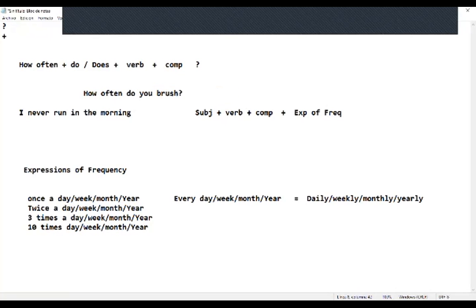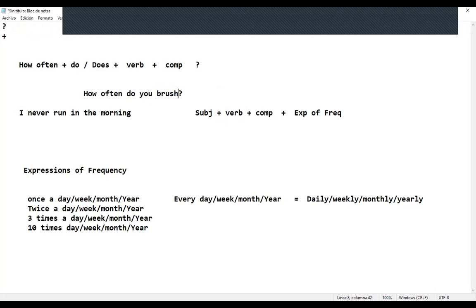Repeat, brush. Cepillar. Brush. Puede ser con el cepillo de los zapatos también, ¿verdad? Brush. Los dientes, your teeth. Teeth. Deme la Z ahí, por favor. How often do you brush your teeth?